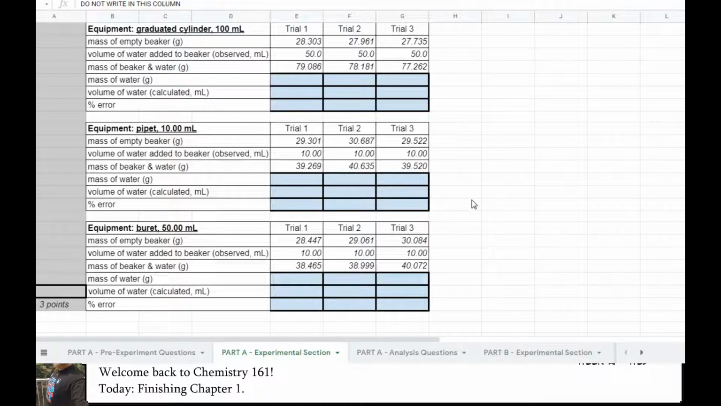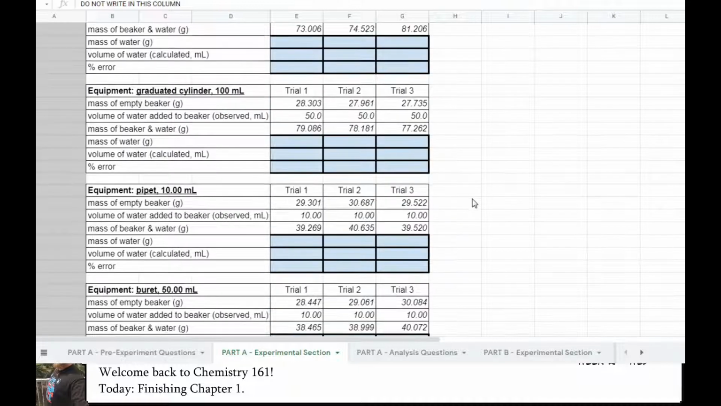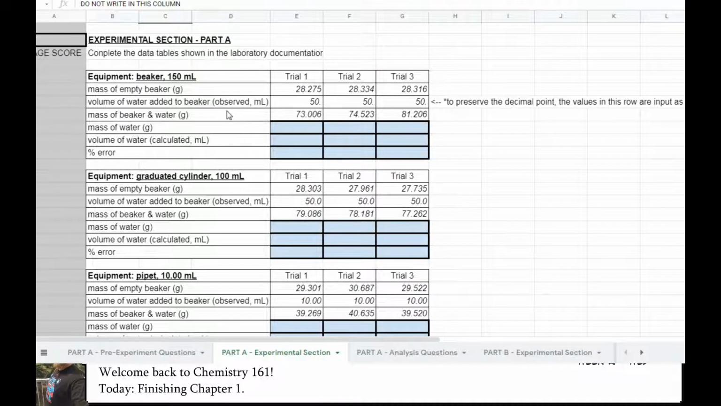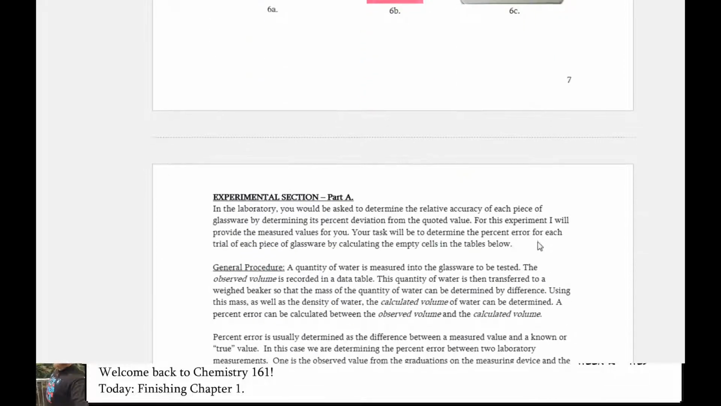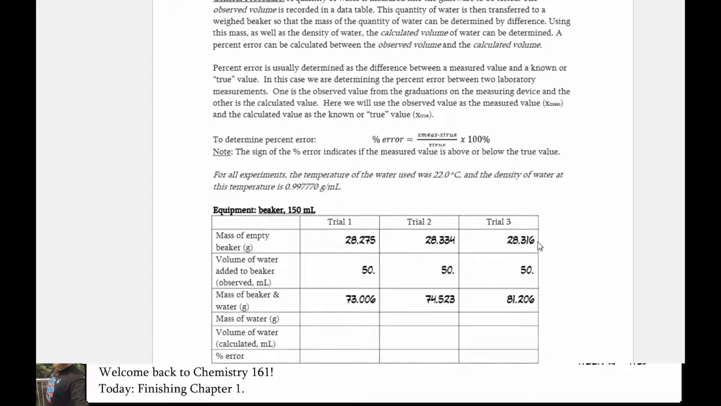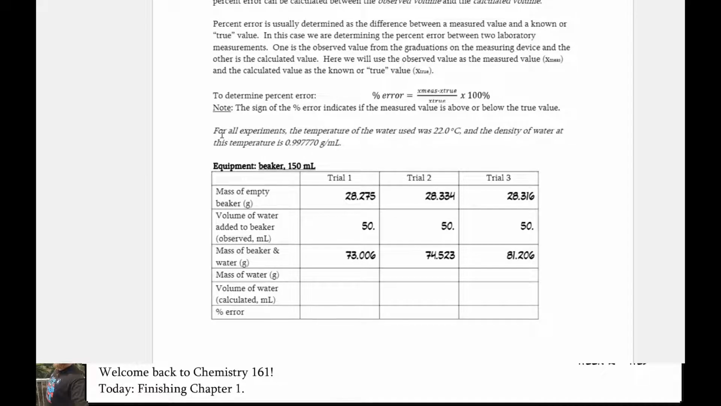Now, what this data is trying to get you to do is to compare the amount that was measured out based on what the lines on the thing tell you. That's why it's the observed volume. Versus the volume of water that it actually had using the density. And so we need some information to do that. That information is at the start of the experimental section right here. For all experiments, the temperature of the water is 22 degrees Celsius, and the density of the water at this temperature is right here. Make sure that you have that number handy, because the way that you're going to get the calculated volume is in this manner here.